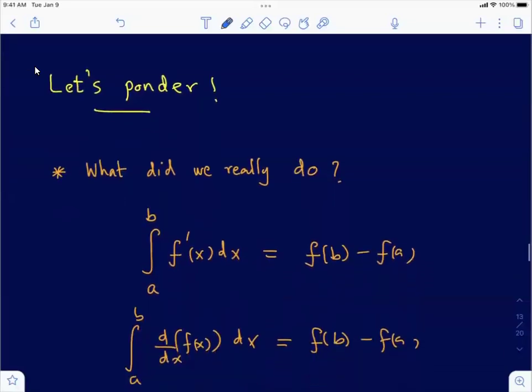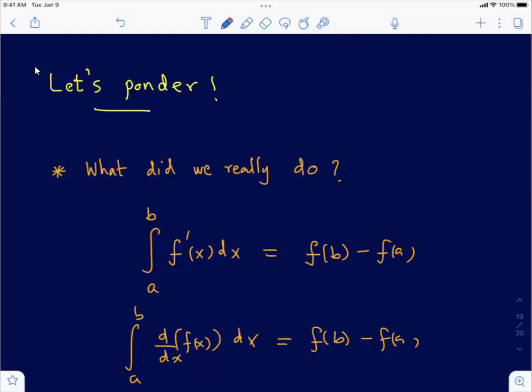All right, let's ponder. Now, what did you really do? What is the real process? Of course, we do understand this process, but it's a computation. But what is the underlying significance of this entire computation? Now, this is none other than the interconnection between derivative and the integral. That is what we explored, if you didn't see it in that way.